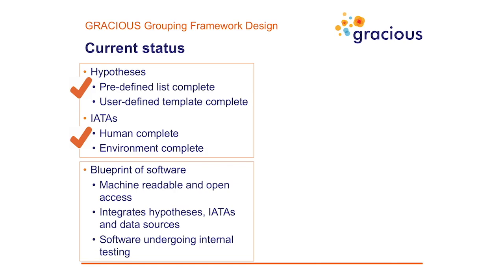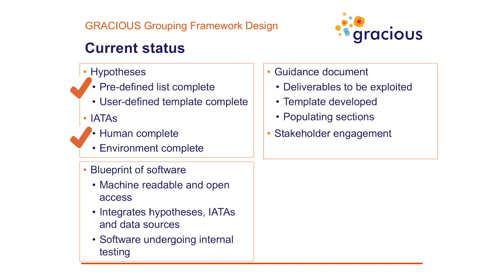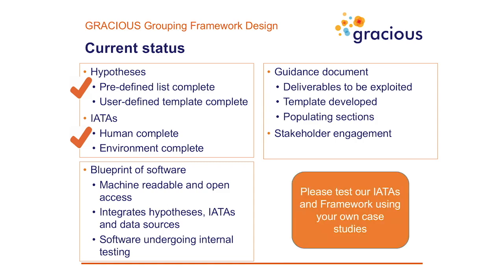So the current status of the project is we have our hypotheses, and we have our IATAs in a complete form. We're making the blueprint, which is machine readable, and it's also open access, which means anybody can get access to this blueprint. It integrates the hypotheses, the IATAs and the data sources, and the software is undergoing internal testing. We're also in the process of making a guidance document. We have a template under development, which we will populate with the information generated in the deliverables of the project, and it should be a stakeholder user-friendly guidance document.